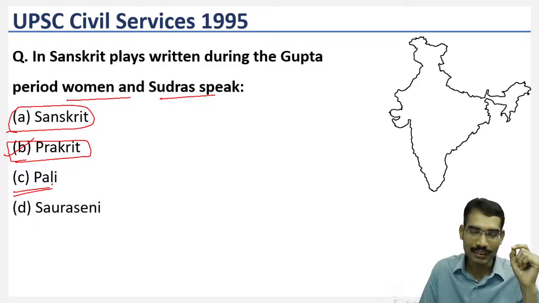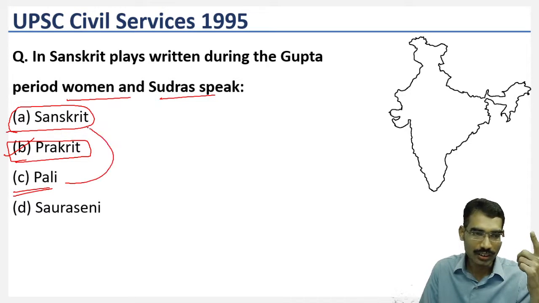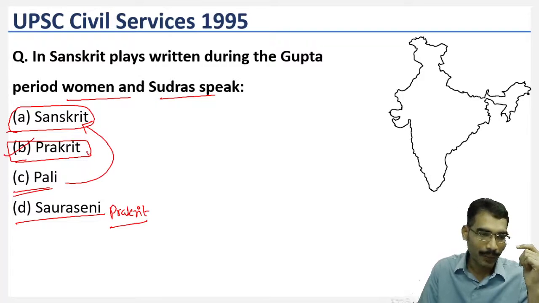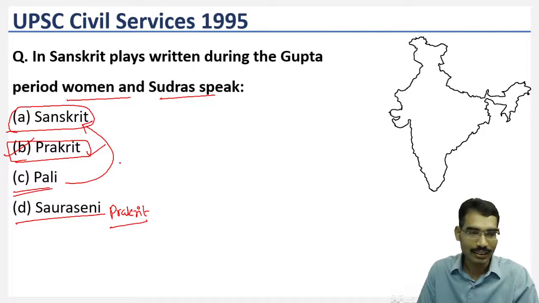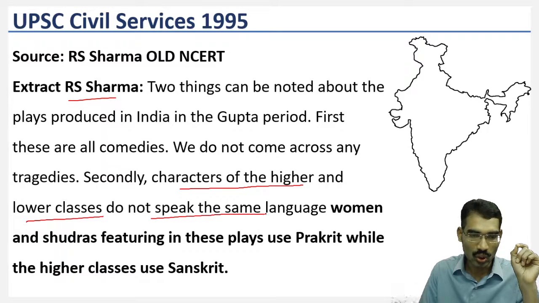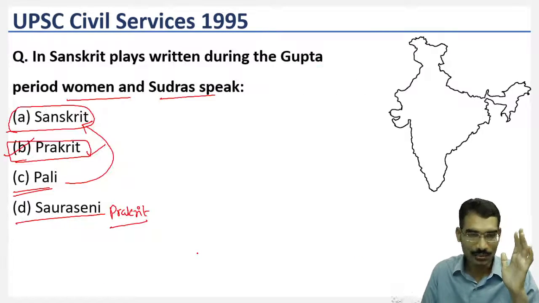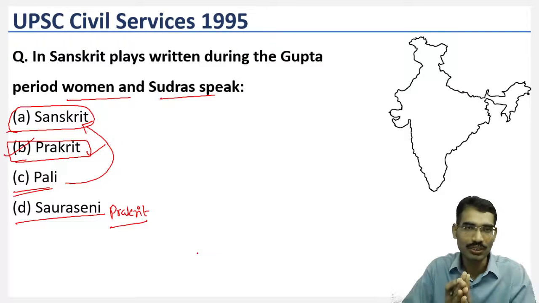Pali by this time had gradually declined. Even Buddhist monks who initially used Pali for writing Buddhist literature started writing in Sanskrit. Sauraseni is a form of Prakrit language. Here, Prakrit is clearly given in NCERT itself, RS Sharma. You can see that characters of higher and lower classes do not speak the same language. Women and Shudras featuring in these plays use Prakrit, while the higher classes use Sanskrit. So this is about Sanskrit and Prakrit differentiation during the Gupta time period.